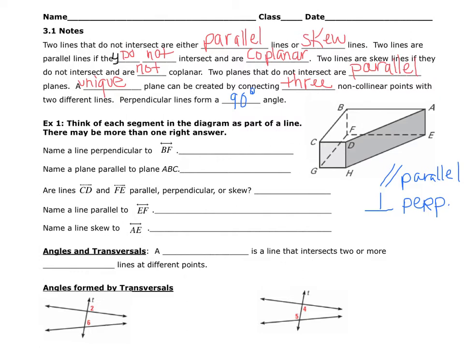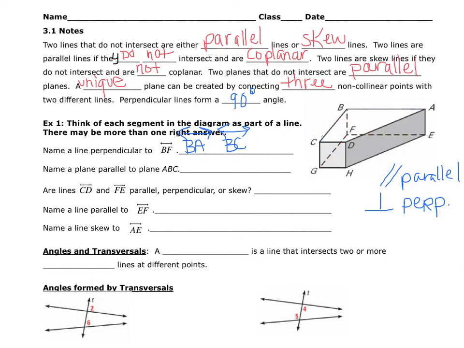Name a line perpendicular to BF. So if we look at BF, that's this back of the box, basically. It wants to know, okay, what is perpendicular to BF? Well, right here at this corner of B is a 90-degree angle. So BA is going to be another line that is perpendicular to BF. Also, you can jet out the other way from B and say, okay, BC is perpendicular. We could also use the other side. We could use F, and we could say FG or FE. So all of those would be perpendicular to that line, BF.